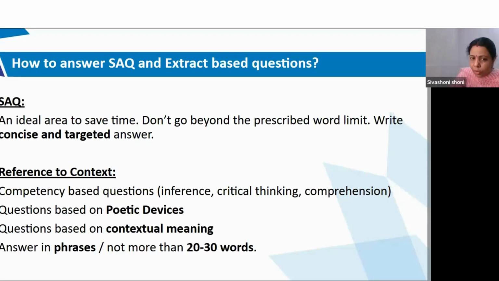When it comes to reference to context, let me tell you again, both your short answer type questions and reference to context questions you can finish writing using only 2 pages of your answer script, even the CBSE answer script. You don't have to write much. For reference to context, it is a 1 marker, so don't write beyond that. Some answers require only words or phrases, and some you have to write a little more. There is also a 2 marker in reference to context, where you write just 20 to 30 words, not beyond that. This is how you can save your time in literature.